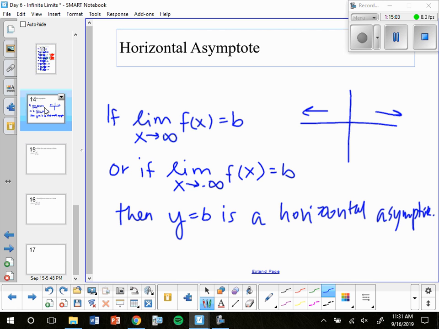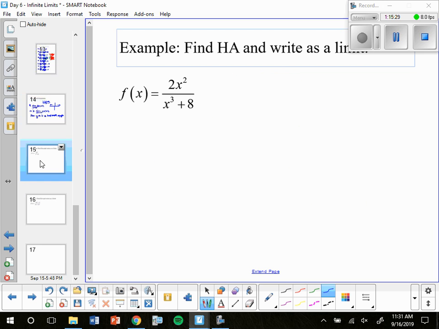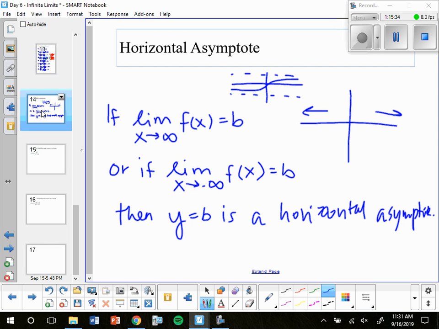You can have 2 different horizontal asymptotes. So for example, if you have a graph that looks like that, they could be approaching different things on the left and the right. And so for horizontal asymptotes, we're looking at that end behavior as we go out on either side of our graph. These are really easy.